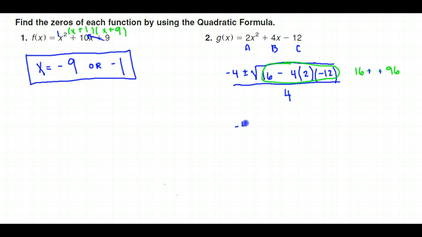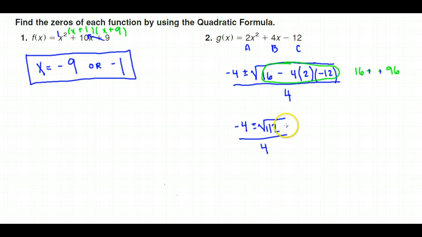So after I clean that up, I have negative 4 plus or minus the square root of positive 112, all over 4.